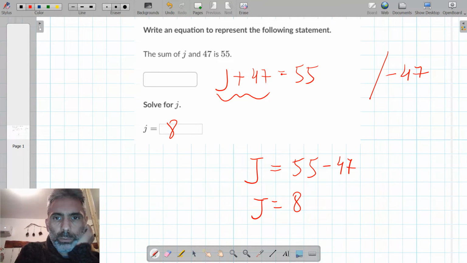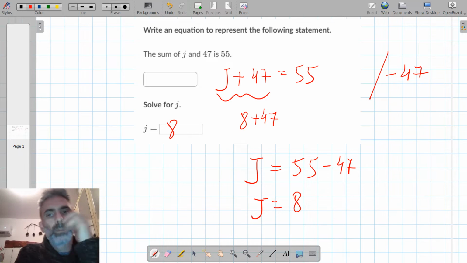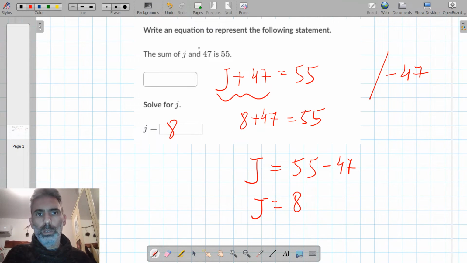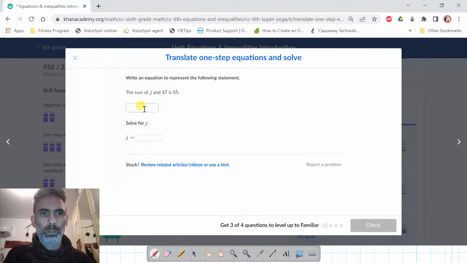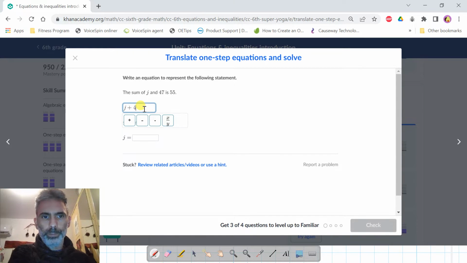And now we need to verify it, so we need to plug in 8 instead of j. So 8 plus 47, 8 plus 47 is 55. Okay, so it's good. So the equation is j plus 47 equals 55 and j equals 8.